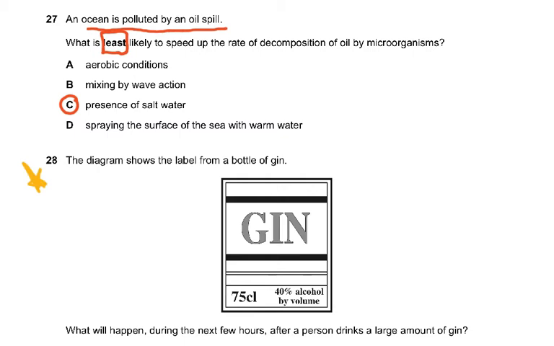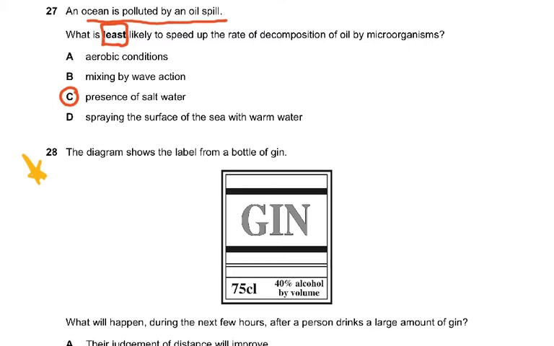So this is how you read to yourself. Is aerobic conditions least likely? Is mixing by wave action least likely? Is spraying the surface of the sea with warm water least likely? So you see, you've got to think of ways how to read these questions so that all the information that you have can actually come out, and you can answer the question in an appropriate manner and not lose this 1 mark of that MCQ exam.